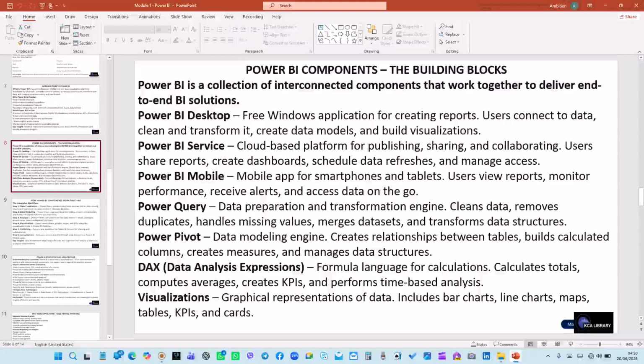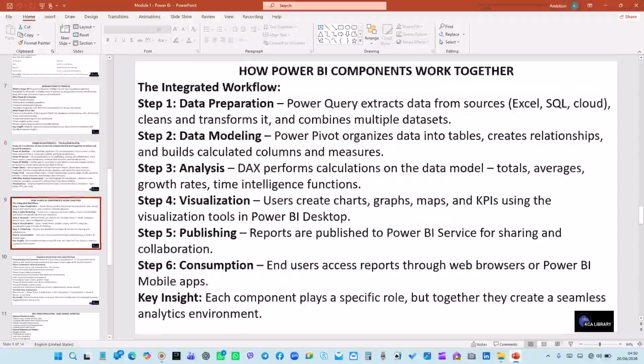Now we have Power Query, which is the data preparation and transformation engine. We have Power Pivot, which is used as the data modeling engine. Now we have DAX, which is Data Analysis Expressions, the formula language for calculations in Power BI. Now we have the visualization component, which is the graphical representation of data, including bar chart, line chart, map, tables, KPI, and cards. Having known that, let us look at how Power BI components work together.